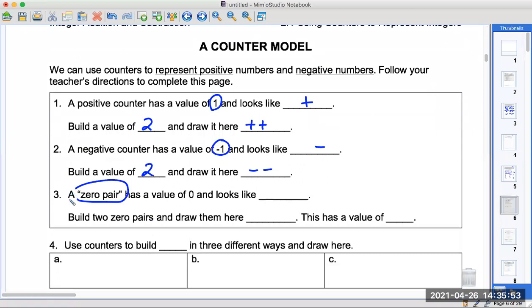A 0 pair, this is important, has a value of 0 and looks like this. You have a positive and a negative. These always cancel each other out. Okay? Cancel each other out.